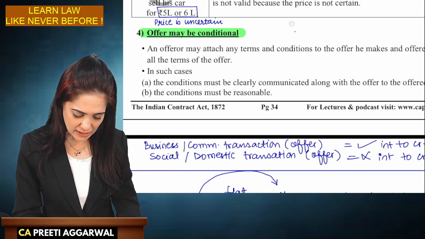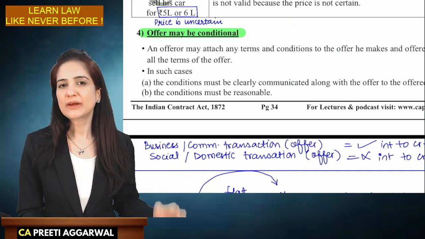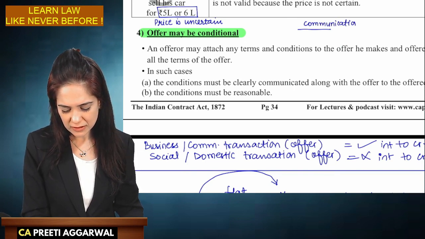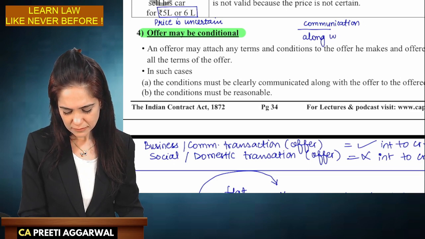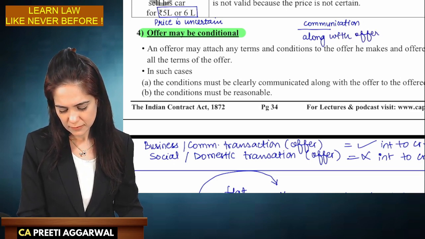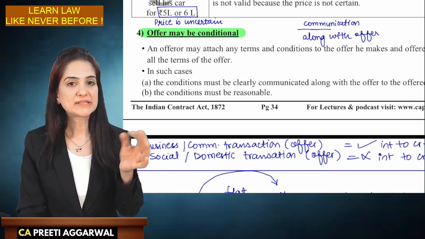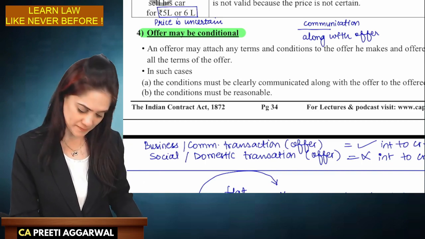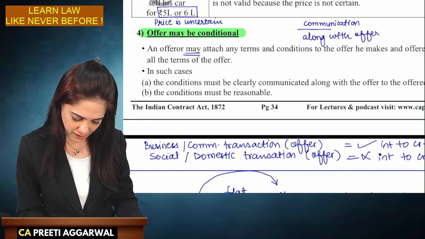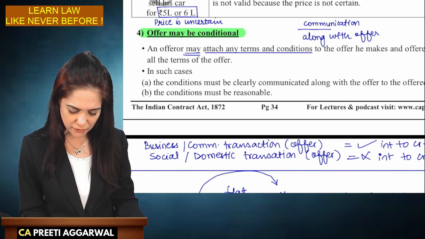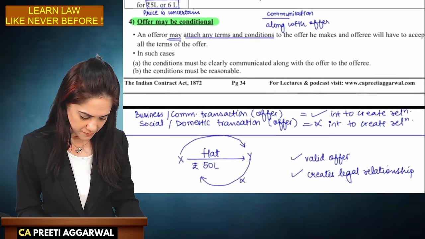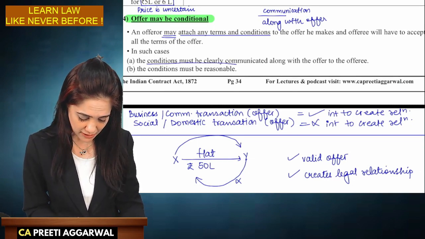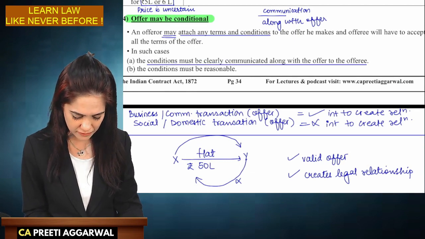So can the offer be conditional? Yes, of course. But the only requirement is that the conditions must be communicated along with the offer. If we communicate the conditions later, then offeree is not bound by those terms and conditions. Let's highlight the keywords. An offerer may attach terms and conditions to the offer. But the only requirement is that the conditions must be clearly communicated along with the offer.